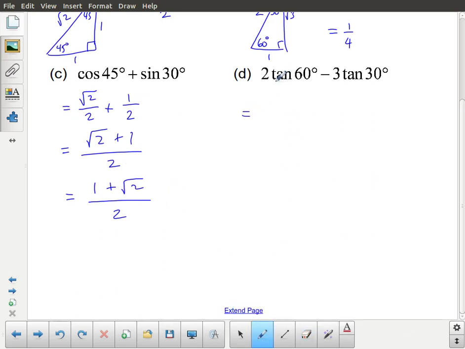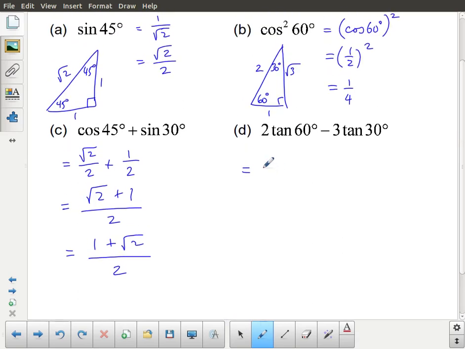And then finally, 2 tan 60 degrees. So 2, and what is the tan of 60 degrees, which I've put in that bracket, minus 3 tan 30 degrees, which I put in that bracket. So the tan of 60 degrees is opposite over adjacent. That's root 3 over 1. The tan of 30 degrees is opposite over adjacent, but of course the opposite and adjacent are in different locations now. That's 1 over root 3.